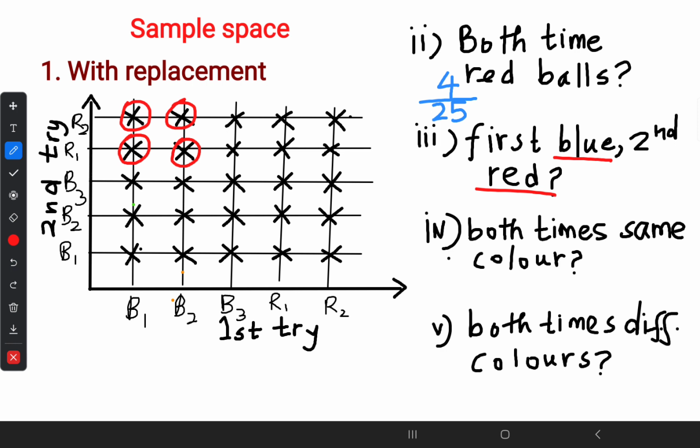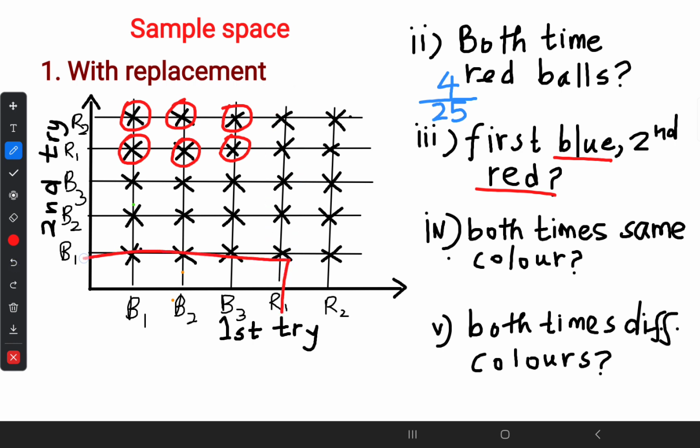Now let's check with the third column. First time blue, second time blue. We don't want this. First blue, second also blue. First blue, second blue. And think about here, first blue, second red. So we want this. First time blue, second time red. We want this probability.